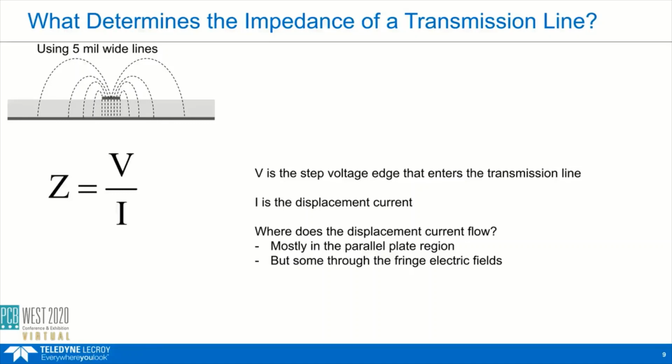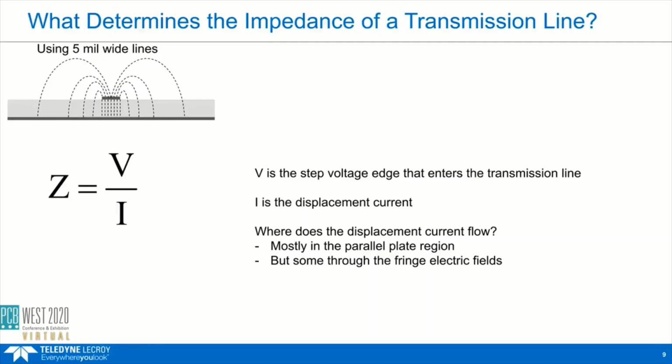Anything that changes those fringe electric fields, so if we keep the dielectric spacing the same, the parallel plate field lines, they're going to be about the same. The displacement current from that parallel plate field is going to be about the same. What's going to be different is the impact from the fringe fields. If those fringe fields increase for whatever reason, we'll see in a minute how we do that, then we're going to have more electric field, more change in electric field, more displacement current, we're going to have a lower impedance.